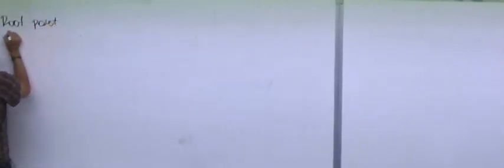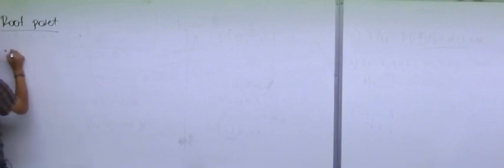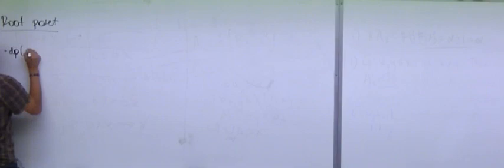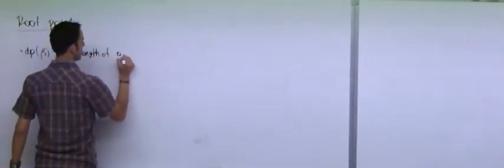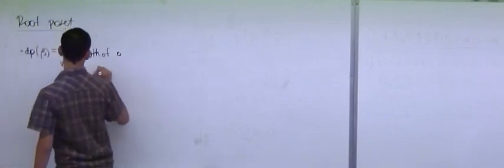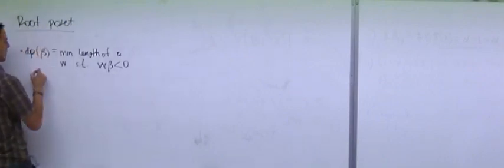So we are talking about the root poset. I'll remind you that the root poset goes as follows. We defined the depth of a root beta to be the minimum length of an element W such that W beta is negative, for beta positive.